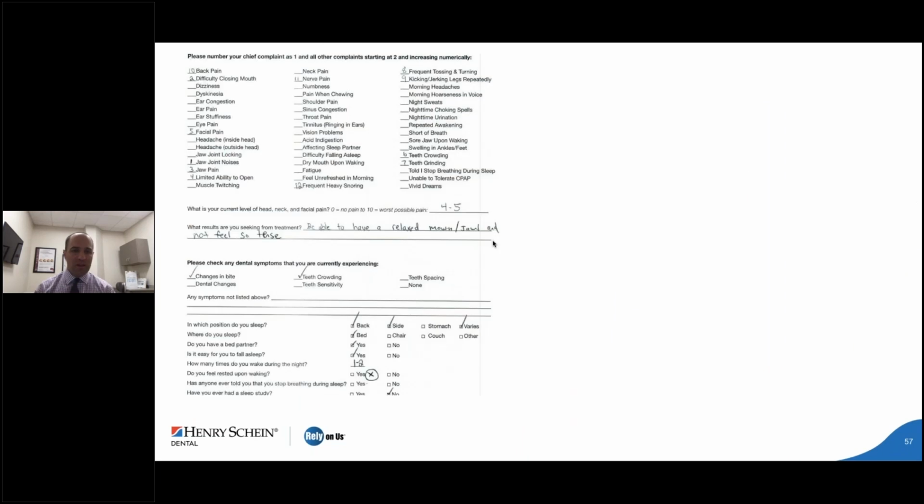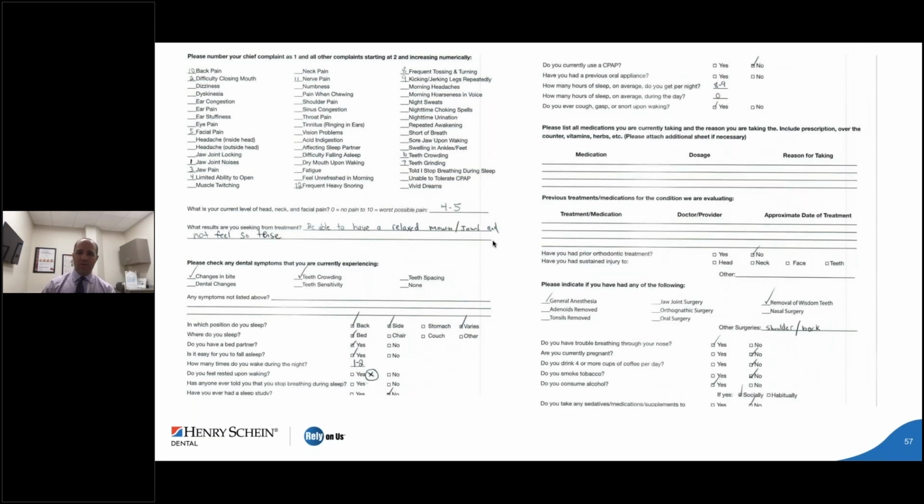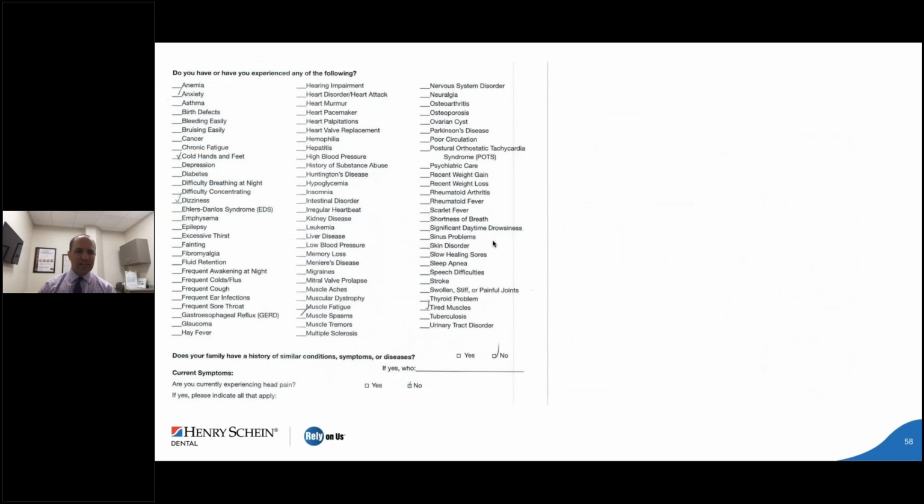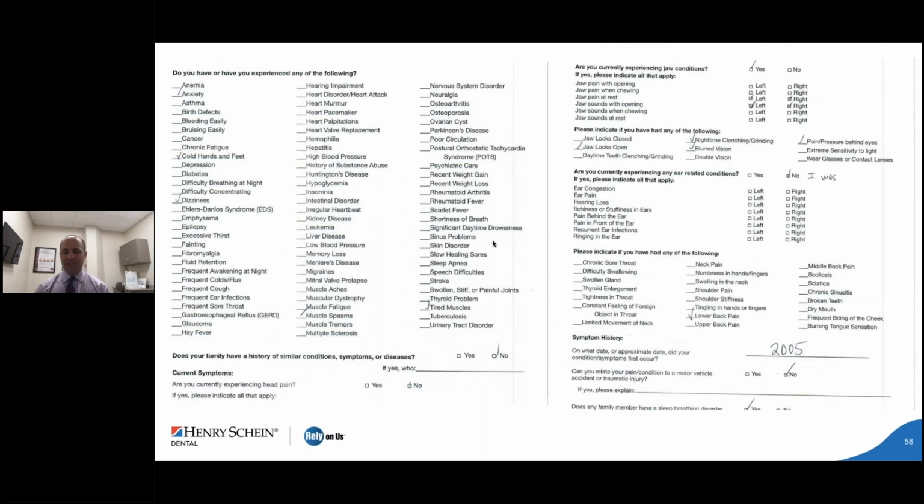So Rocco is another patient who came in. He came in with TMJ problems. He wanted to be able to relax his mouth and jaw and not feel so tense all the time. He had been through multiple orthotics with multiple different dentists, seven different appliances over the years. And he's got dizziness, anxiety, muscle spasms, and he's tired. And he's a 37-year-old, pretty healthy guy. He's been dealing with this since 2005.